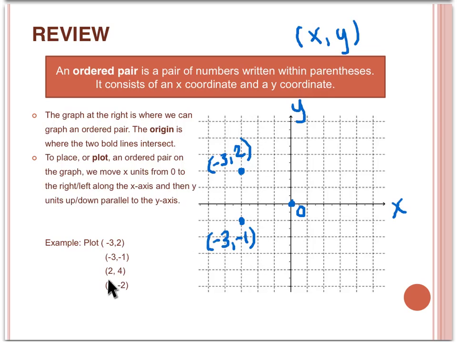For the next example, we have (2, 4). Both of these coordinates are positive, so from O we move 2 units to the right first, and then 4 units up along the y-axis. This point is (2, 4). And lastly, we have (2, -2). The x-coordinate is positive, so from O we move 2 units to the right. The -2 is negative, so we move 2 units down. And we can label this (2, -2).